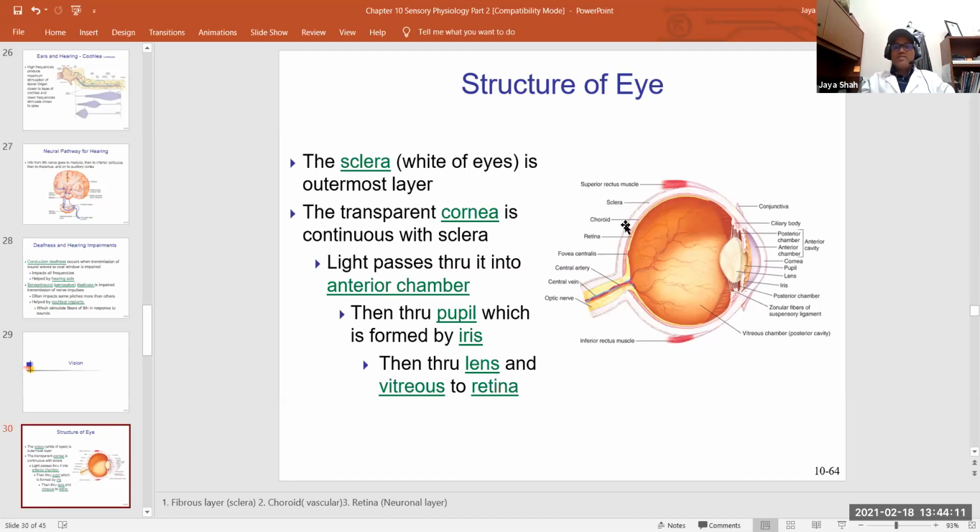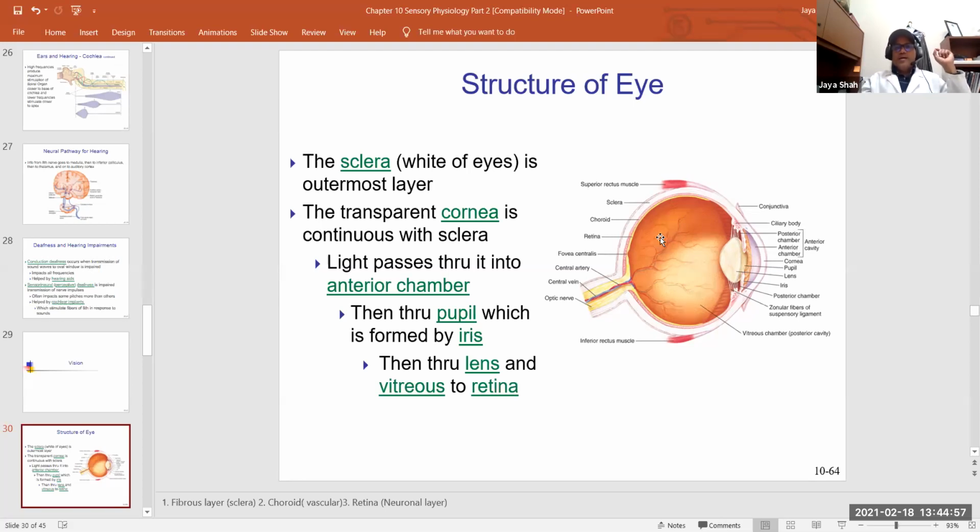The eyeball has three layers. If you cut it, you can see three layers. The outermost layer is the sclera, which is the fibrous layer, made up of fibrous connective tissue. The middle layer is the choroid, made up of vascular connective tissue, a lot of blood vessels, a lot of melanocytes, and it is the vascular layer. The third, deepest layer is called the retina, and that is the sensory neural layer, which contains photoreceptors to perceive or transduce the light energy.